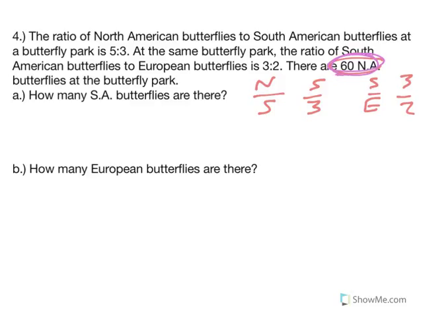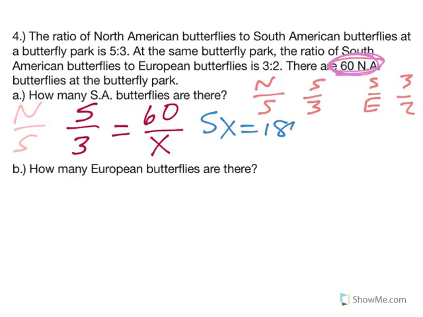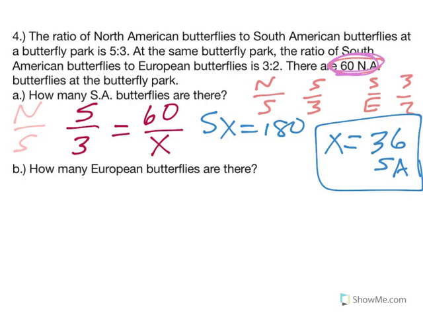Well, we have north, we want to know south. So we can use our north to south thought process of 5 to 3 equals 60 to x. I know the north, so the 60 is good. I've got to find the other one. So when I cross multiply, 5x equals 180, and that means there are 36 South American butterflies.